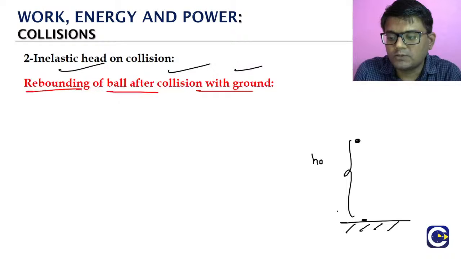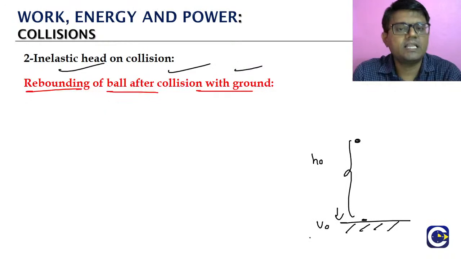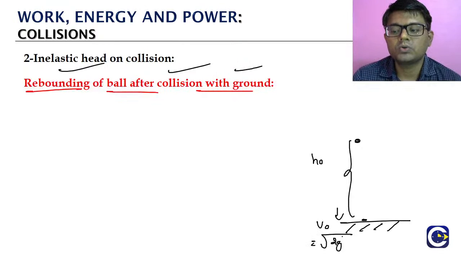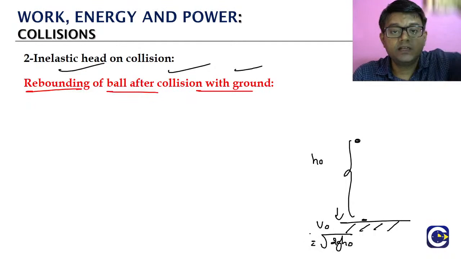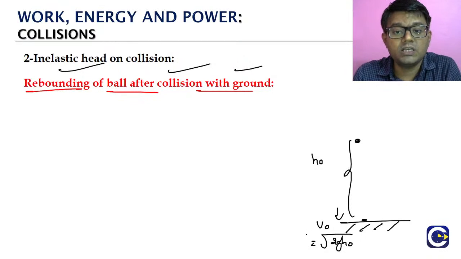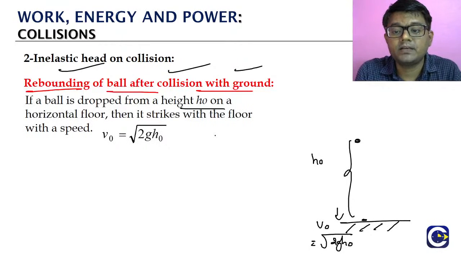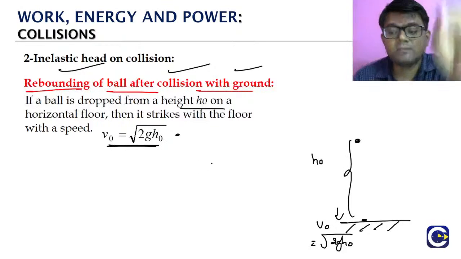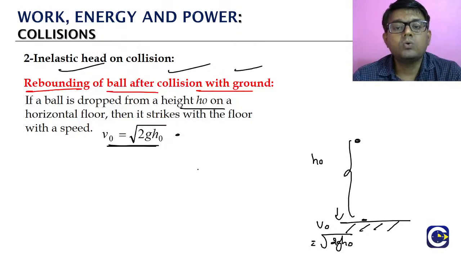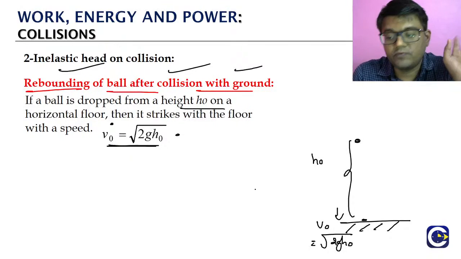When it comes to the ground, it will have a velocity. Let us say the velocity is v0. What will be the velocity? It will be root 2g h0, right? We have seen this in the kinematics. If you drop an object from a height h, by the time it is reaching the ground, what will be the velocity? Root 2g h. If you are dropping it from h0, it will be root 2g h0. So when it is striking the floor, the speed is root 2g h0. That is what we are calling v0.